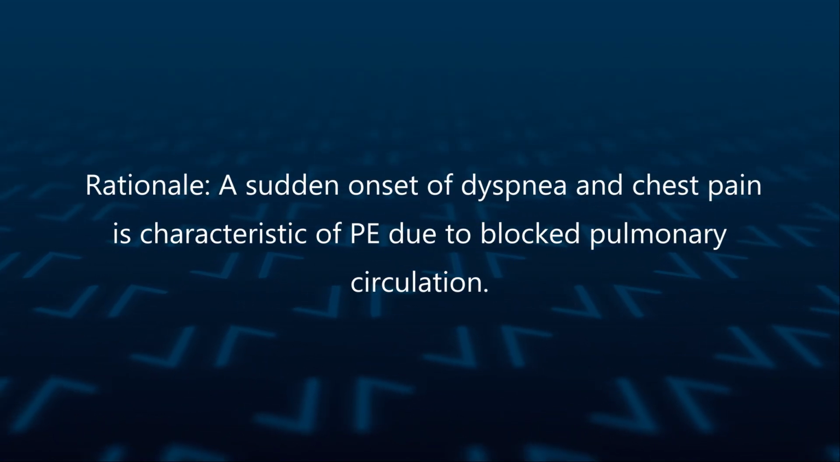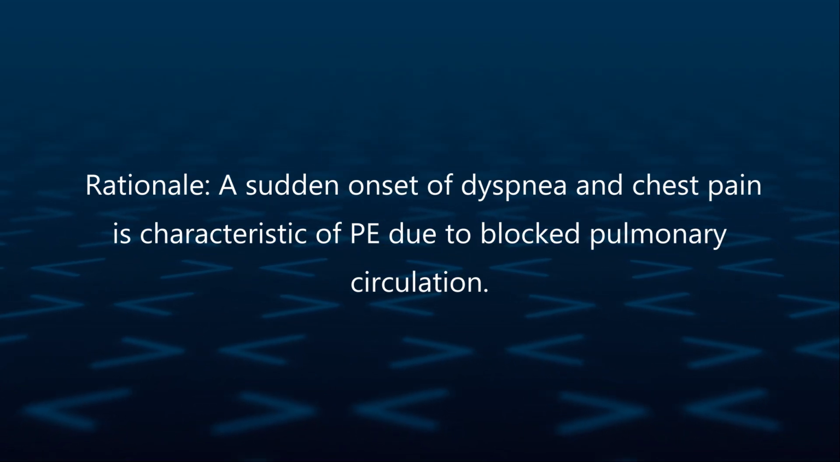Rationale: a sudden onset of dyspnea and chest pain is characteristic of PE due to blocked pulmonary circulation.